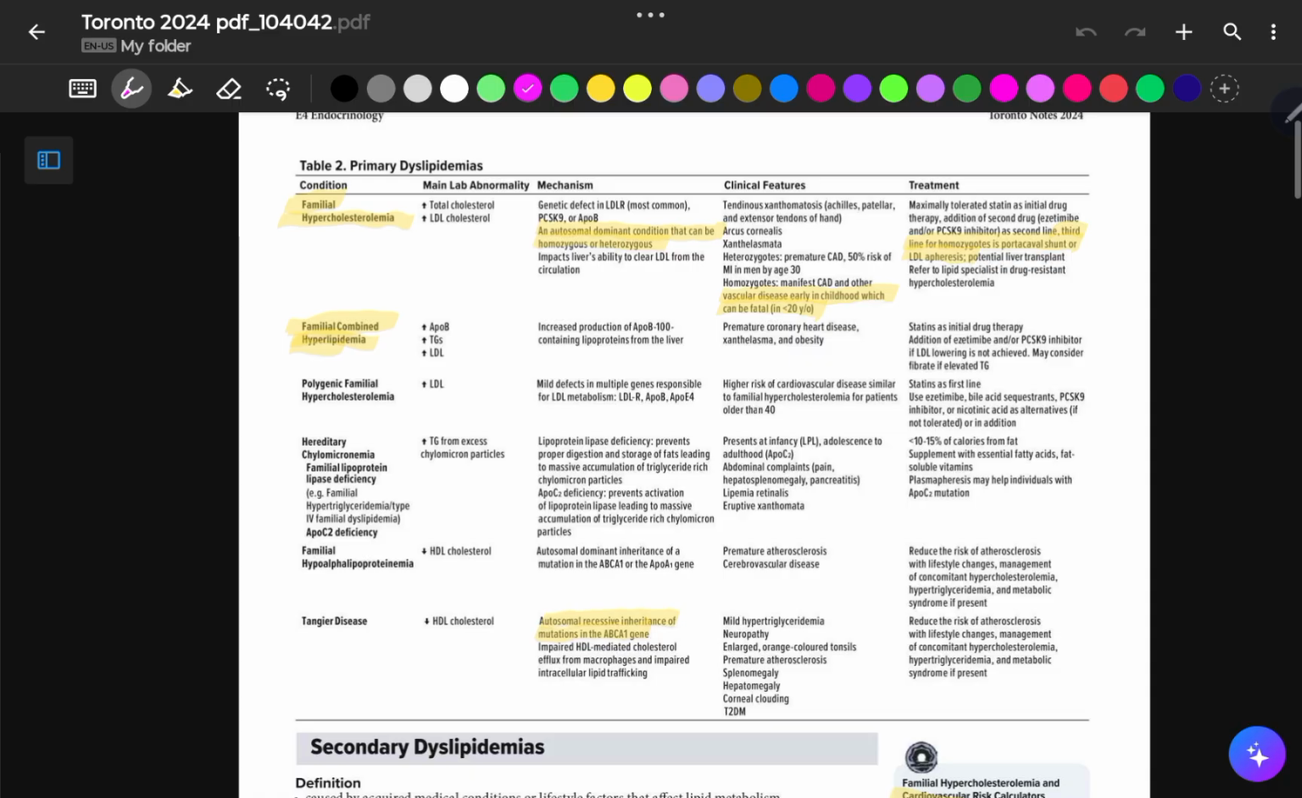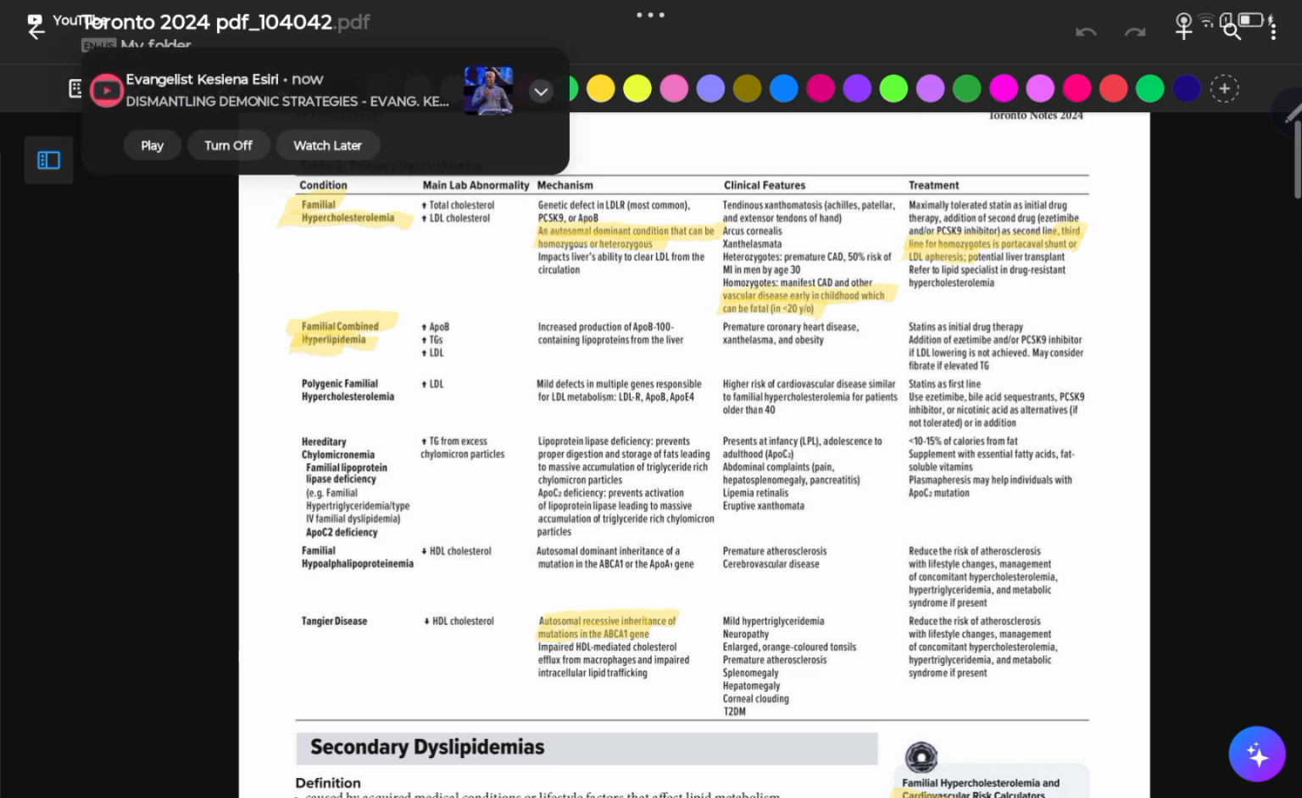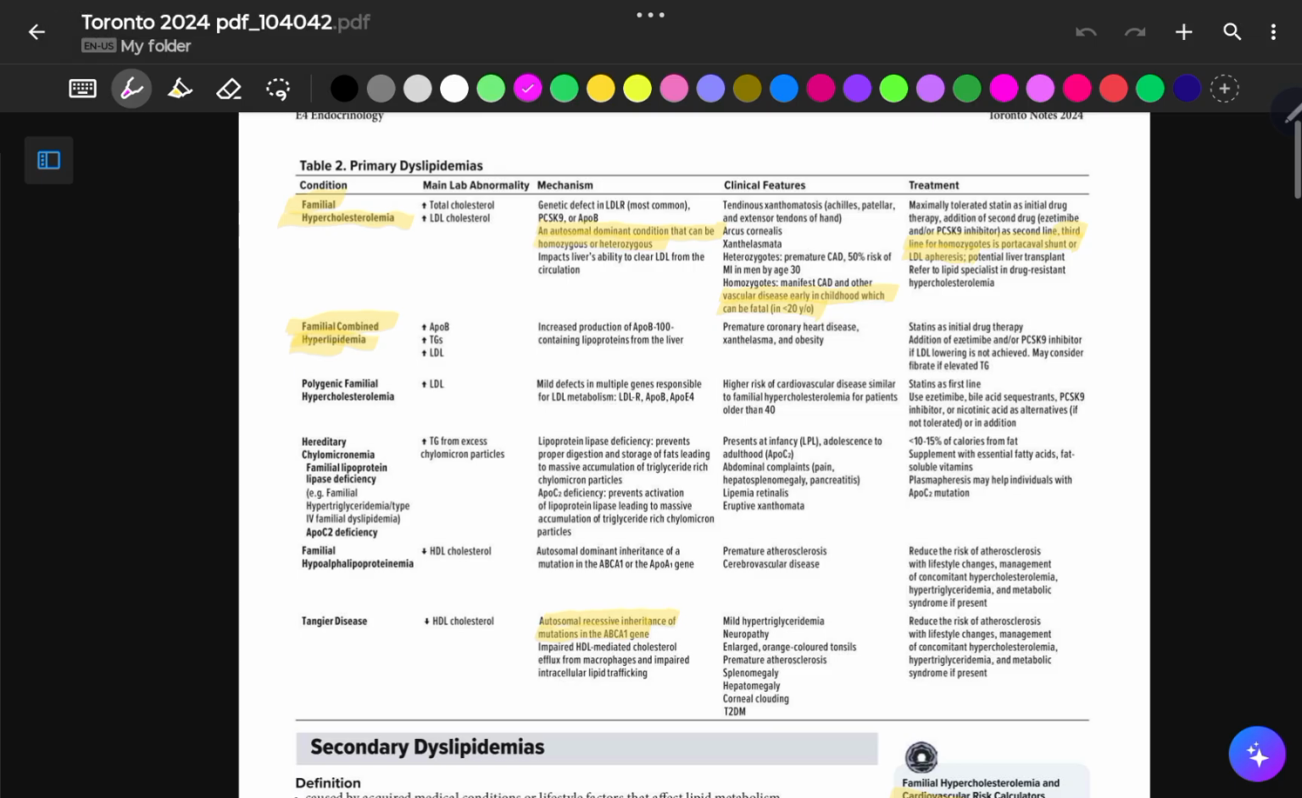Then the next one you have is familial hypoalphalipoproteinemia, where you have a decrease in your high density lipoprotein, your HDL cholesterol. This is an autosomal dominant inheritance of a mutation in ABCA1 or the ApoA1 gene. Patients present with premature atherosclerosis and cerebrovascular disease. Management is to reduce the risk of atherosclerosis with lifestyle changes, so basically you want to manage your hypercholesterolemia, your hypertriglyceridemia, and metabolic syndrome if present.